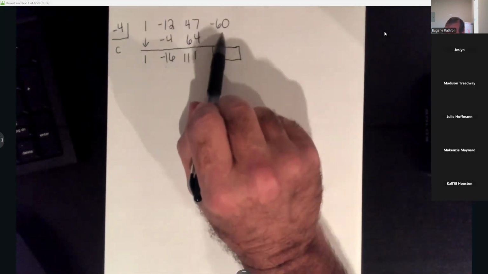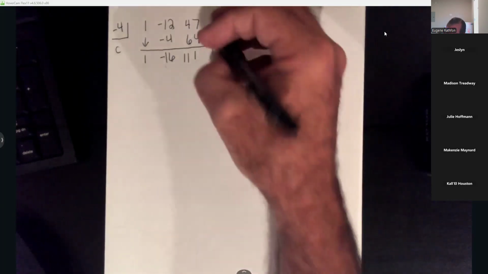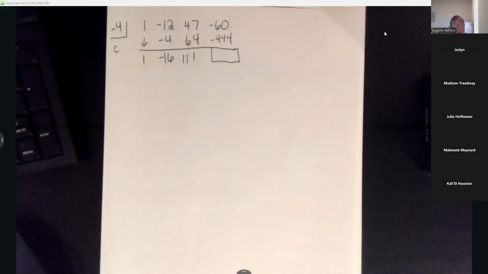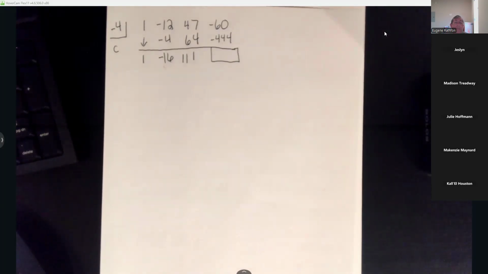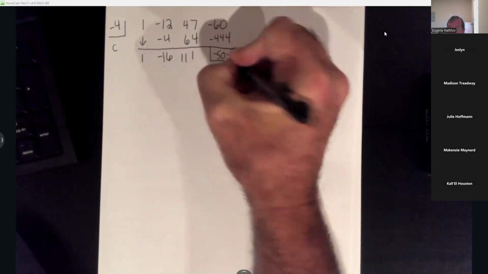All right, now I need to get the last column. So I'm going to multiply 111 times negative 4. That's going to give us a negative 444. And y'all add that last column up. Negative 444 plus negative 60 gives me a negative 504.